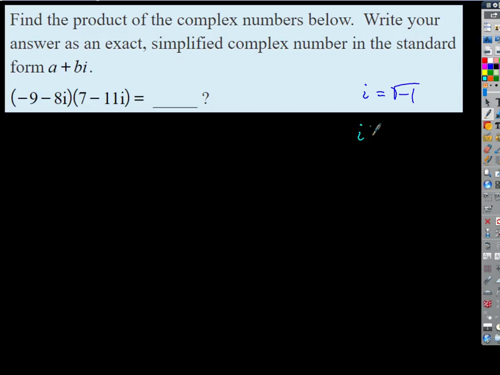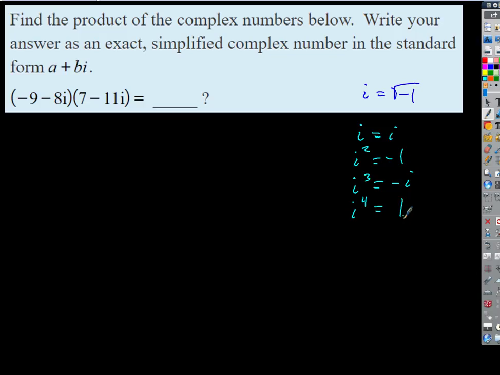i to the 1 just equals i, which is the square root of negative 1. What's i squared? Negative 1, because if I square a square root, it erases the radical, right? What's i cubed? Negative i, right? The product of i squared times i is i cubed, so negative 1 times i is negative i. And i to the 4th? 1. i squared times i squared, negative 1 times negative 1 is positive 1.